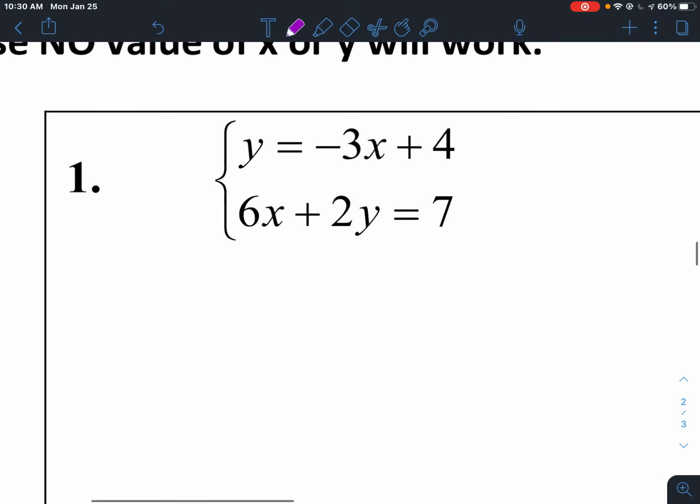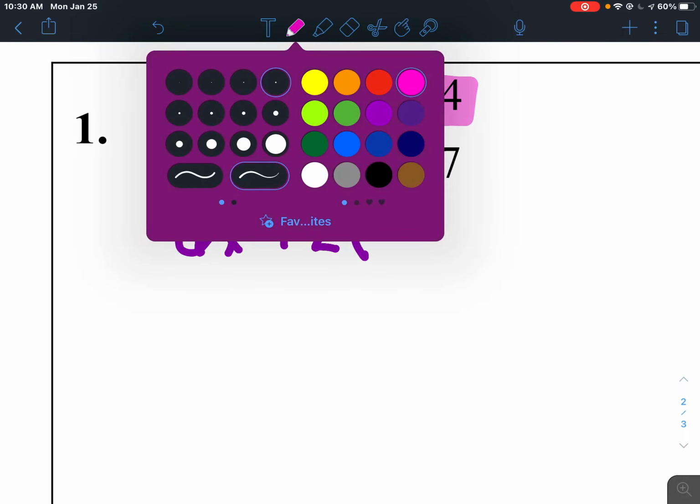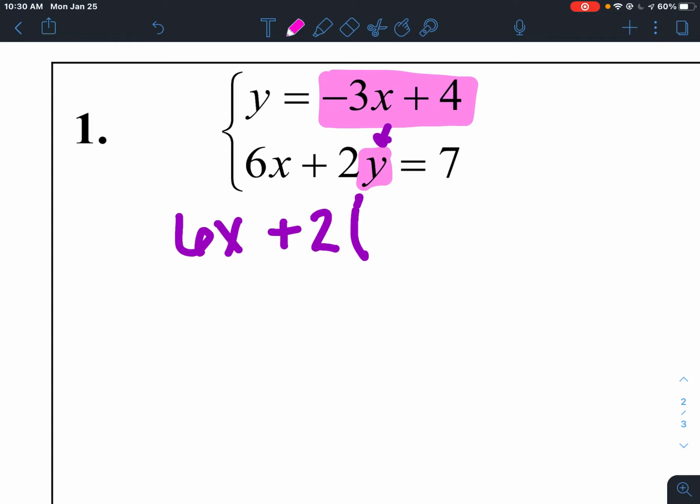So this first one, y equals negative 3x plus 4. So we have one of the equations already solved for y. So I'll use this, and I'll plug it into the second equation, 6x plus 2y equals 7. So I'm going to plug all that y is in for y. So I have 6x plus 2, and then in parentheses, I will write down everything that y is. y equals negative 3x plus 4, and my parenthesis equals 7.